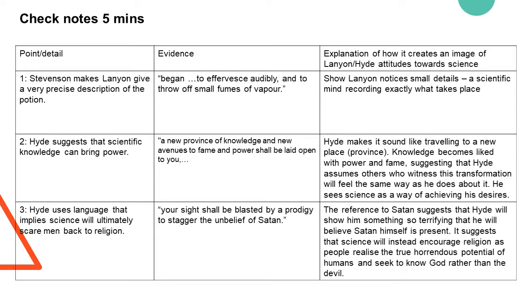2. Hyde suggests that scientific knowledge can bring power. A new province of knowledge and new avenues to fame and power shall be laid open to you. Hyde makes it sound like travelling to a new place or province. Knowledge becomes linked with power and fame, suggesting that Hyde assumes others who witness his transformation will feel the same way he does about it. He sees science as a way of achieving his desires, and so through that you can again contrast him with Dr.